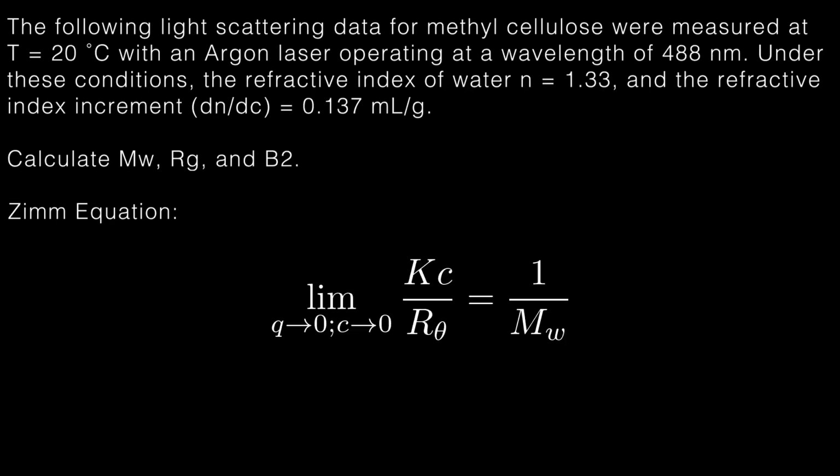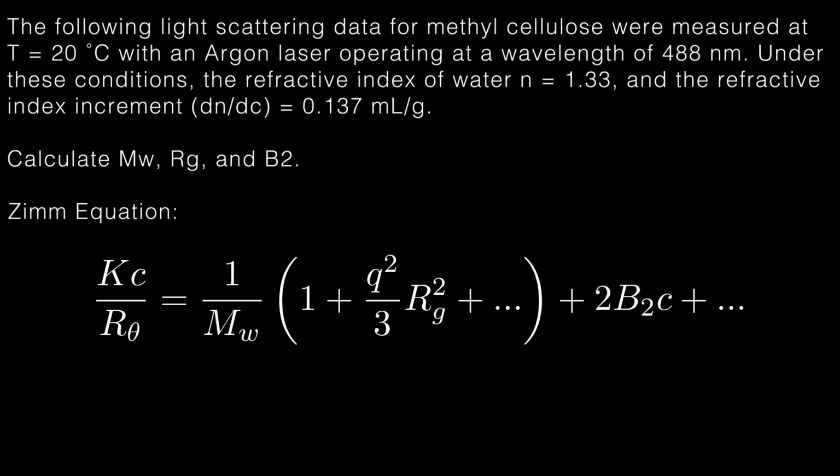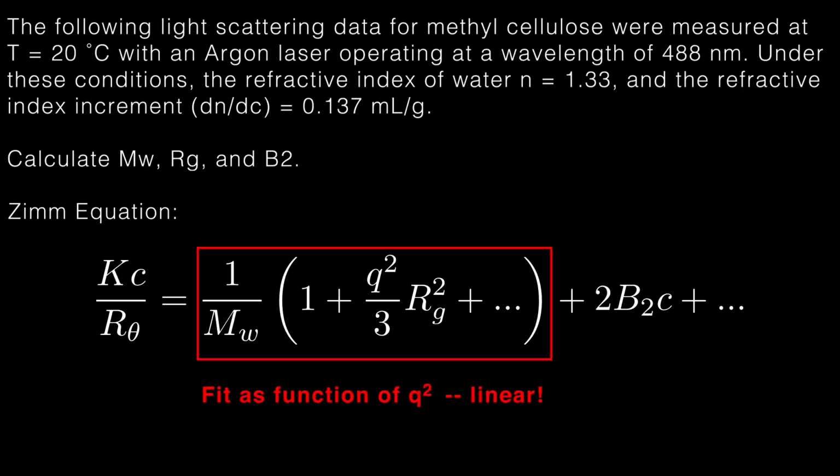Hopefully you can see that if you let Q go to 0 and C go to 0, you get the equation that we have above. So if we get the y-intercept, which happens when Q is equal to 0 and we let the concentration go to 0, then we'll get 1 over the molecular weight, and we can solve for that. Now, once we get that value for MW, we can let the concentration go to 0. If we extrapolate to the case where concentration is equal to 0, all that we're left with is what's in this red box here.